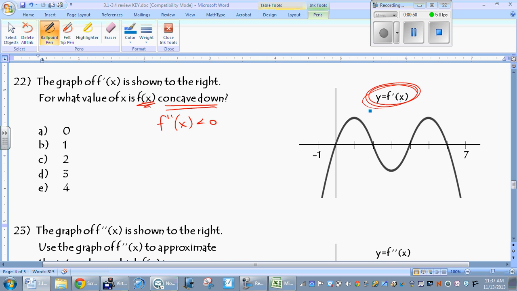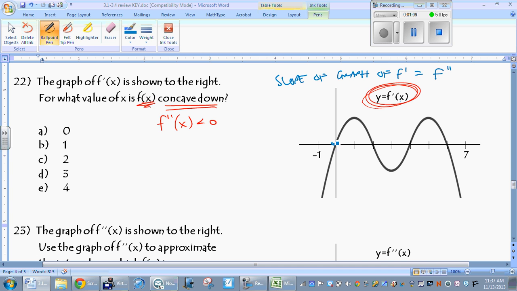So if we look at the slope of this graph, the slope of the graph of the derivative equals the second derivative. So we want to know when the slope of this graph is negative. We have a few options here, so let's look.